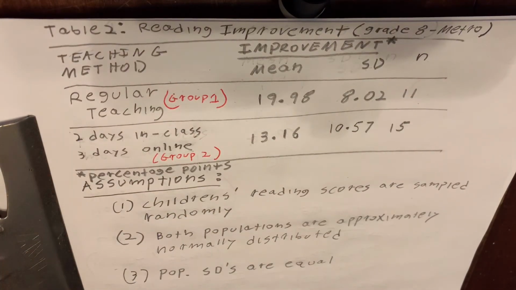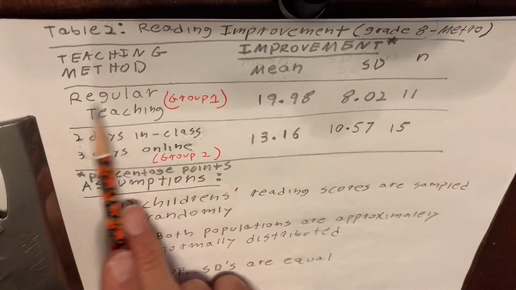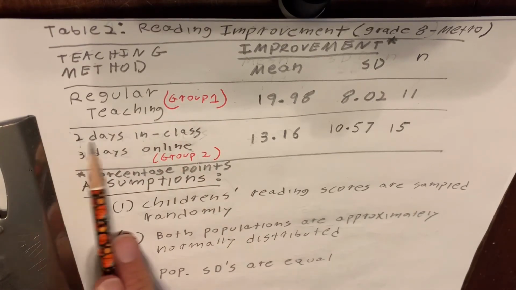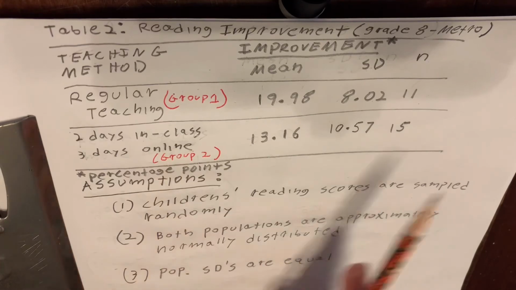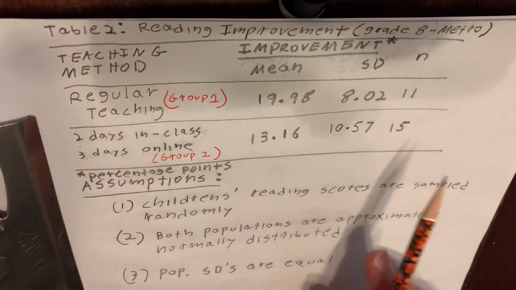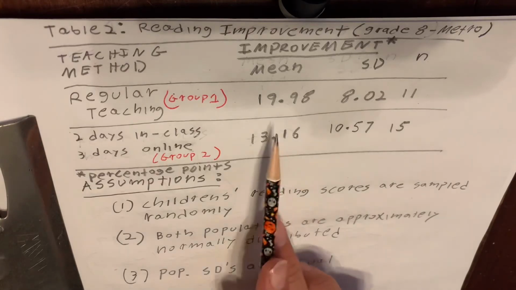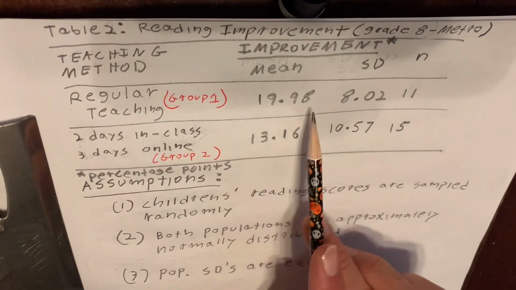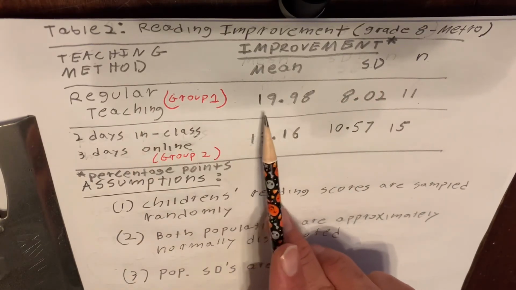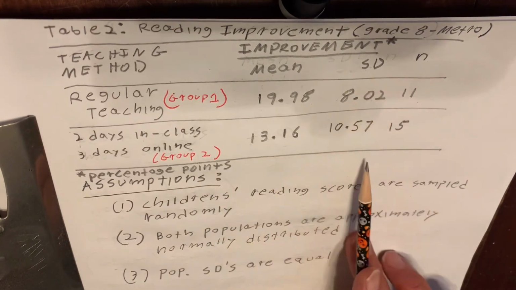So here's what the data could look like. Here we have the different types of teaching methods. We have regular teaching, which is group 1, and group 2 is 2 days in class, 3 days online. Now, I made up this data, so this is completely hypothetical data, so I don't want anyone watching this video to think this is real data, because it isn't. But in any case, this certainly could exist, and let's say the mean improvement in reading scores for group 1 was 19.98, and for group 2 it was 13.16, and these are the respective standard deviations.